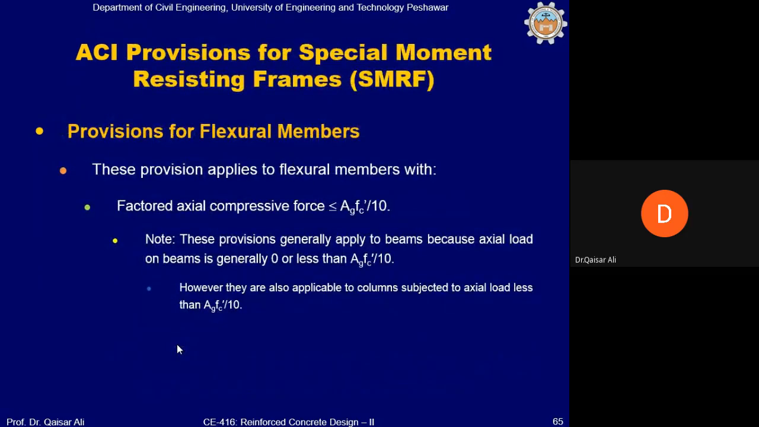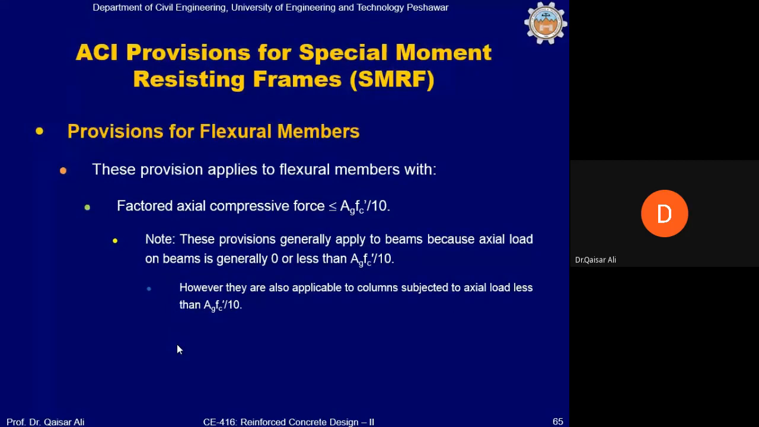Okay, now from the next slide, number 65 onwards, there will be special provisions for special moment resisting frames. First of all, we will study the provisions of the ACI code for beams and then for columns. Okay, these slides are the ACI code provisions. The ACI code does not use the words column and beam. The ACI code says flexure member, provisions for flexure members.